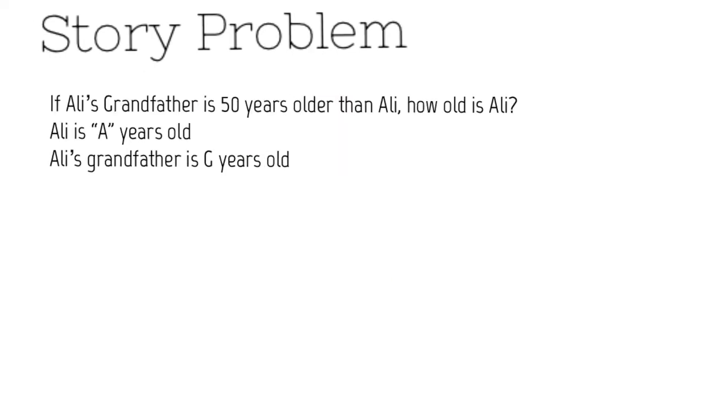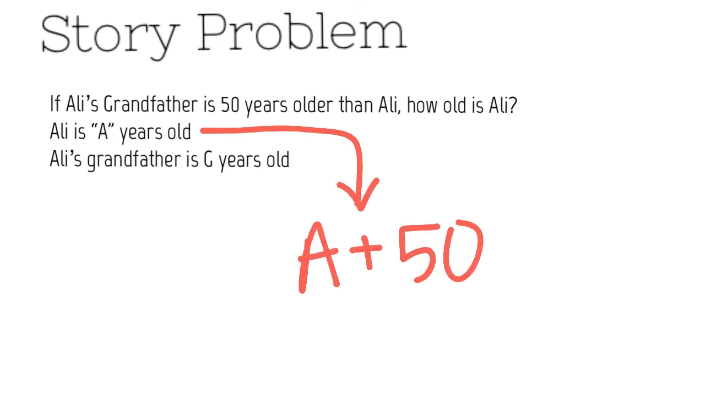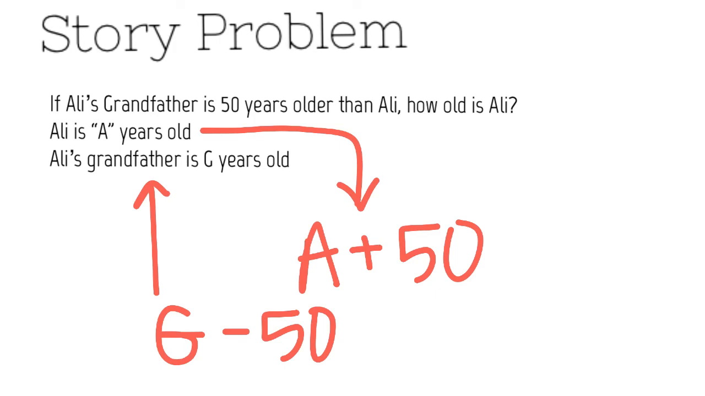Next example, if Allie's grandfather is 50 years older than Allie, how old is Allie? And there's a couple different ways to do this. The first way we can do it is we can take Allie's age, A for Allie, and add 50. That's the first way that we can figure it out. The other way that we could do it is we could take her grandpa's age and we could subtract 50 to figure out Allie's age.